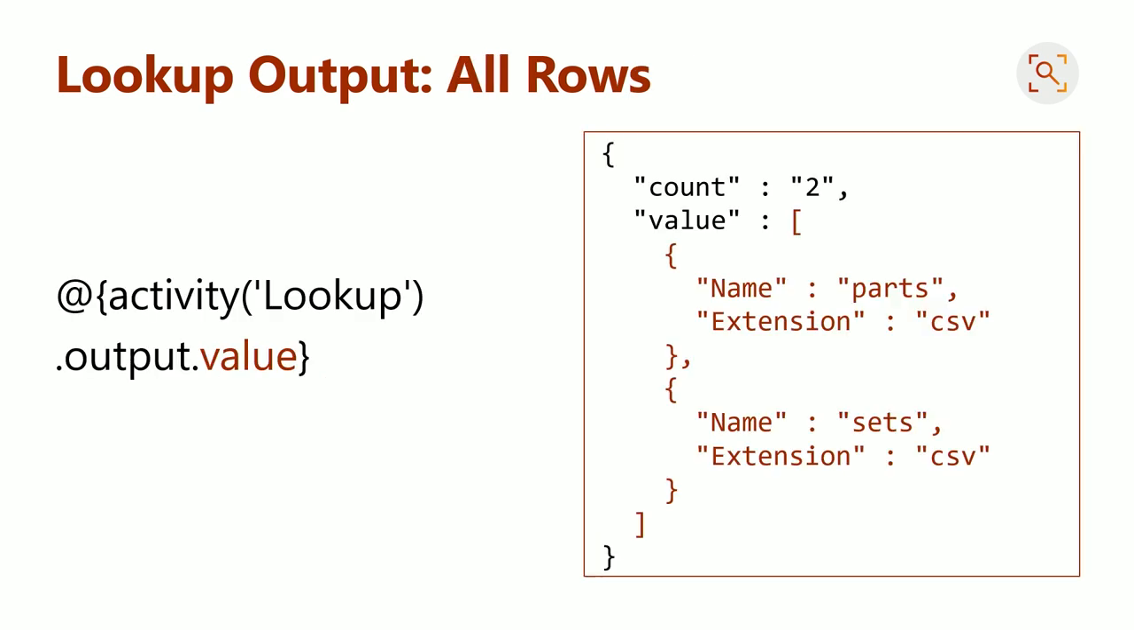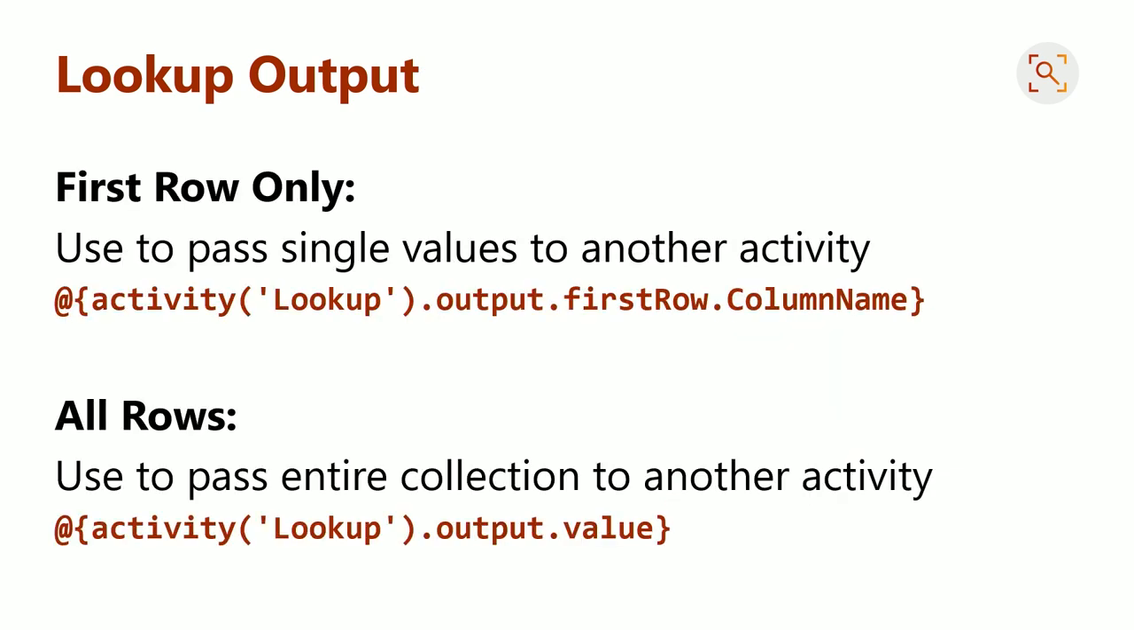With the all rows, it's slightly different. So in this case, we don't have a first row, but we now have the count, so we can get the count and the number of items that we're getting back if we want to use that for something, or we can get all the values. And in this case, you're just passing in the values as an object to control that for each loop. For each iteration, you have to do item.name, item.extension, for example.